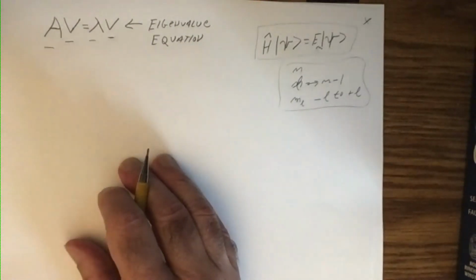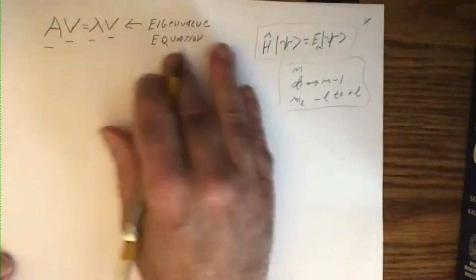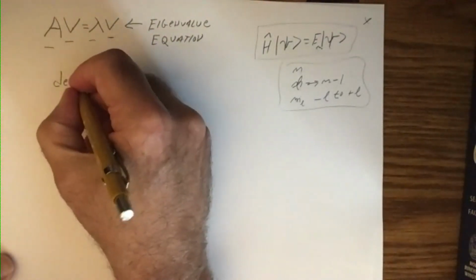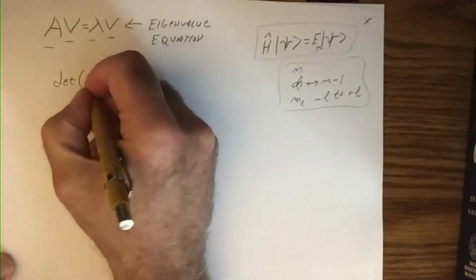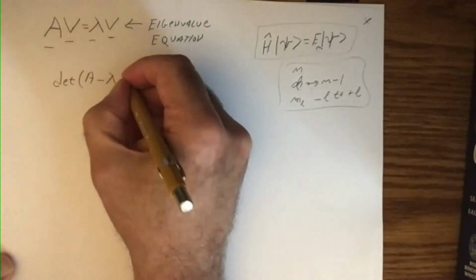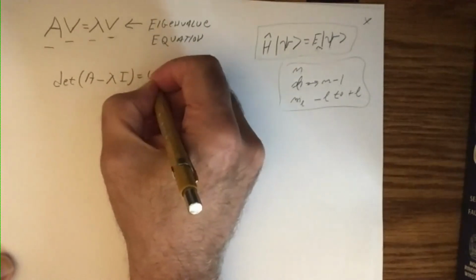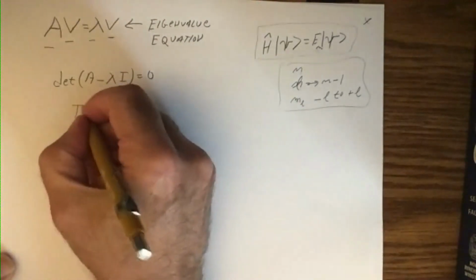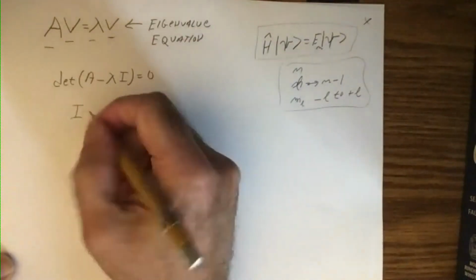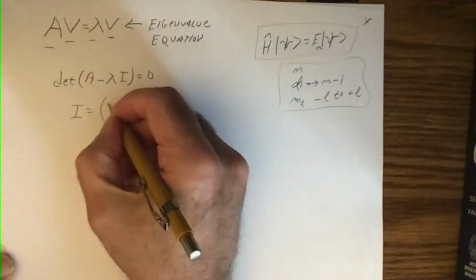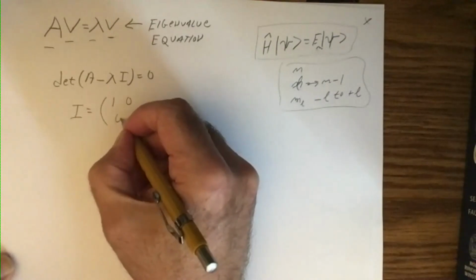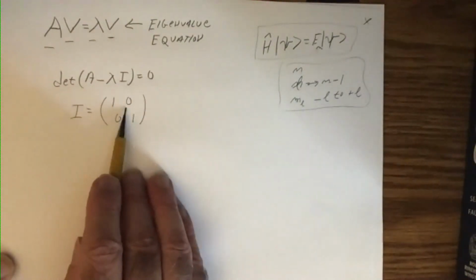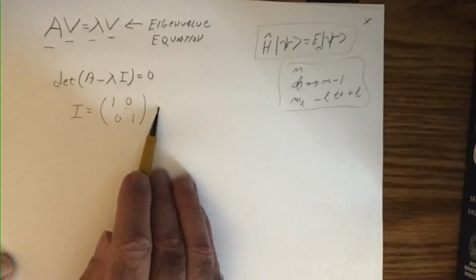Okay. All right. So first of all, how do we find the eigenvalues? We take the determinant of the matrix minus lambda times the identity matrix, and we set that equal to 0. That's how we find the eigenvalues. Now, the identity matrix is very simply this, because if I multiply any matrix times the identity matrix, I'm going to get the matrix back.